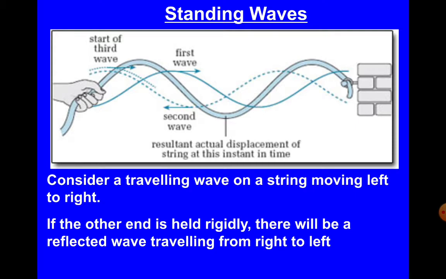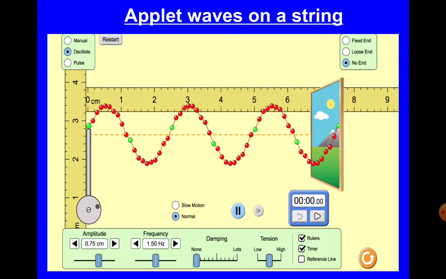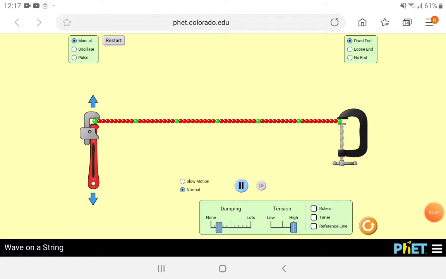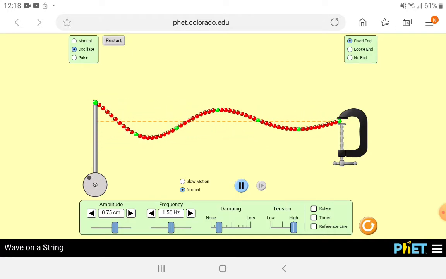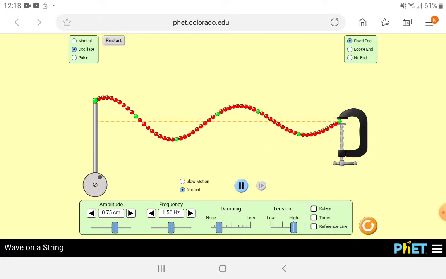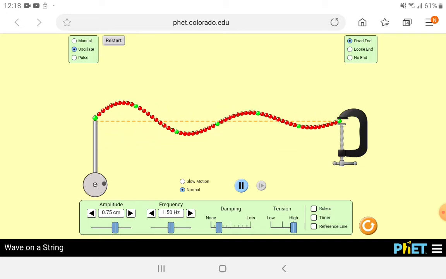So the reflected wave will interact with the wave that is coming, and they meet and interfere. Okay, let's see what is going to happen when we have a wave going to the right, and now we are going to use a fixed end. And let's see what is going to happen. I'm going to let it oscillate, and what we see is we get a standing wave almost, and we can change a little bit the frequency.